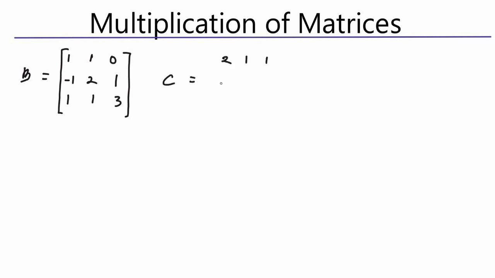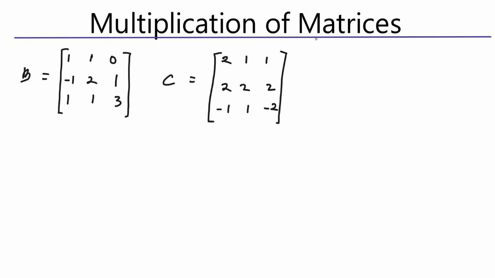Now, we are given the matrix A, or let us call this time round maybe a matrix B, which is 1, 1, 0, minus 1, 2, 1, 1, 1, 3. And C, which is 2, 1, 1, 2, 2, 2, minus 1, 1, negative 2. So we have these two matrices.